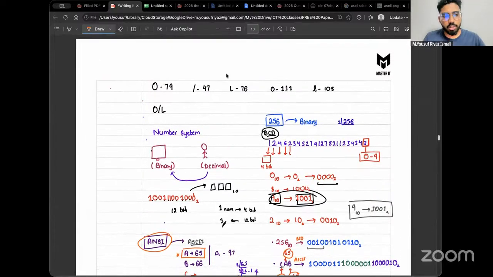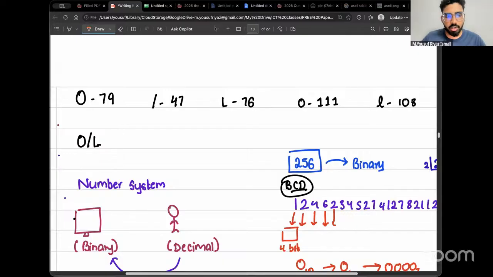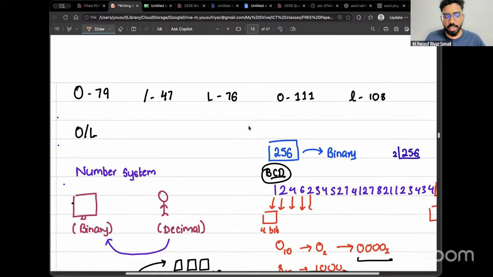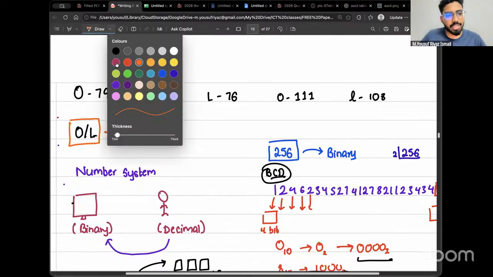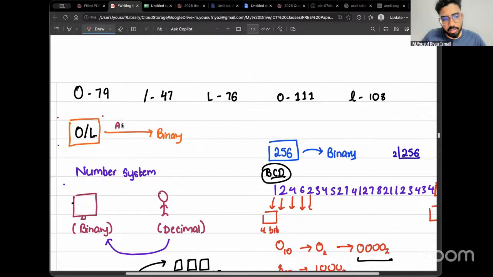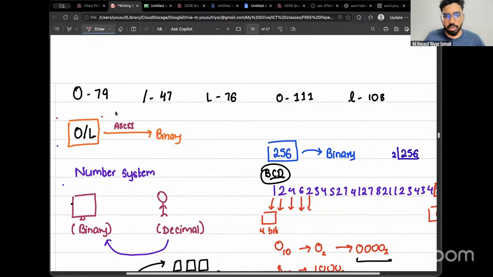Okay. So now in this question, they're asking to find the value of O level in binary using the ASCII method. So we have a word, O level. We're going to convert this to binary, and the method we are going to use is the ASCII method. ASCII is basically a method of converting. In ASCII, every character is represented by a decimal value, and the question has already given them.